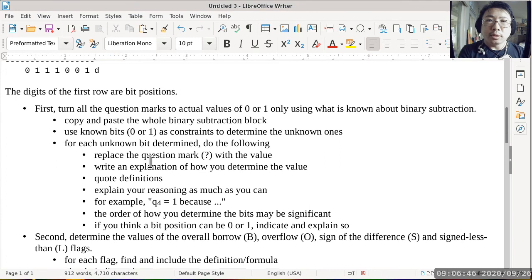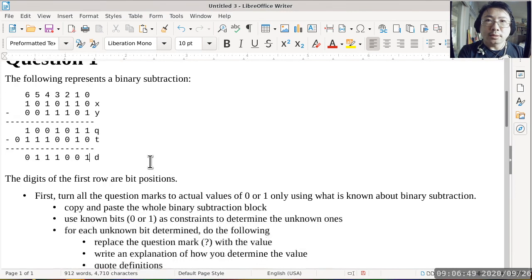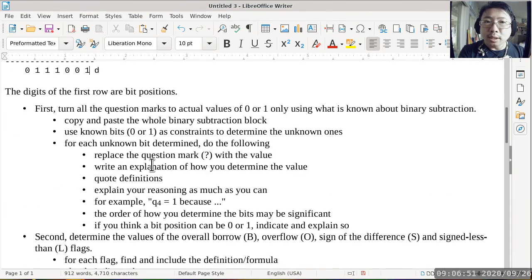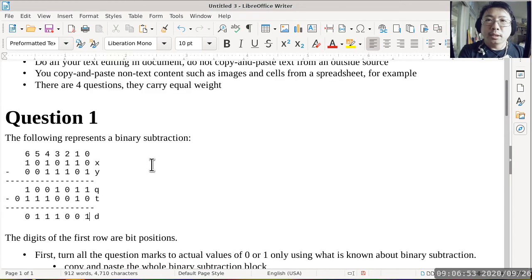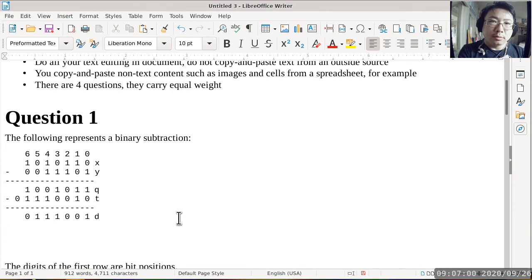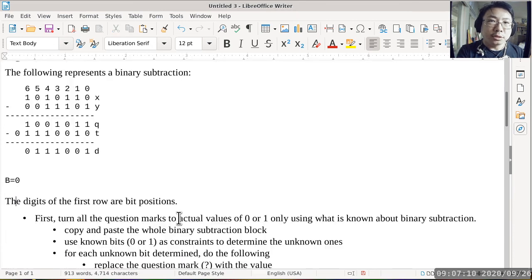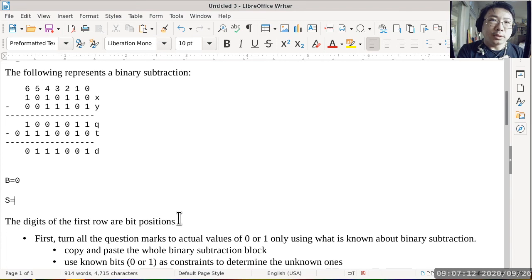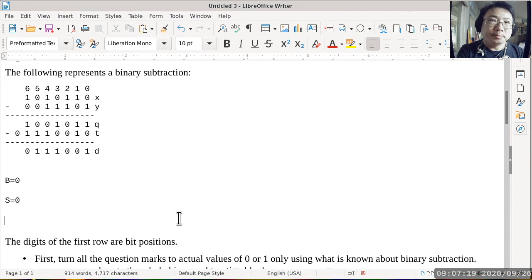And we also want to work out the borrow bit, the overflow, and the sign bit. And also, I think the L flag. All right, so to work those out, I'll just put the answer down here. All right, there we go. So the borrow bit is the 0 because it is already given to you in the question itself. This is the overall borrow bit after the subtraction. The sign bit is also easy. The sign bit is the most significant bit of the difference, which is this bit over here. So the sign bit is a 0.